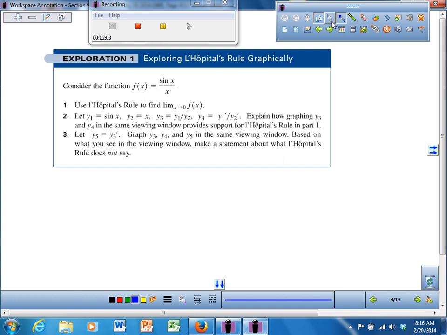If you don't know how to turn off the other graphs, call me over. I can help you with that. And let's think about what we're doing. Y3 is the function that we're taking the limit of, correct? And y4 is the derivative of the top over the derivative of the bottom, and we're taking the limit of that. So y4 is our L'Hopital. And what we want to see is, are they both approaching the same thing? Okay? Go ahead, and then you will continue to number 3, and we'll talk about what that is saying once you get that done.